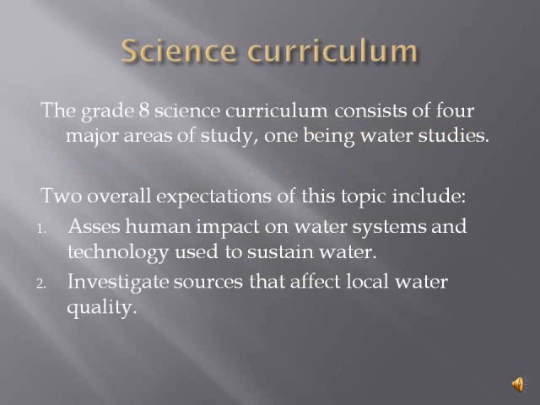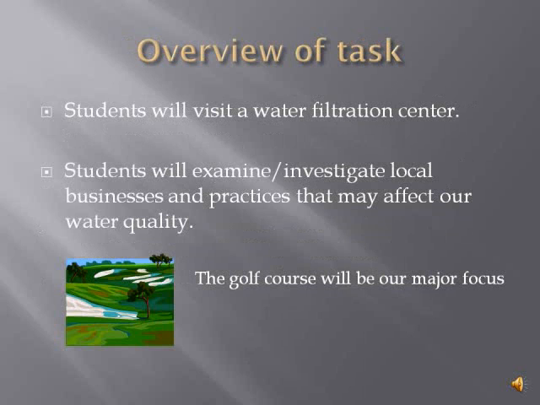The graded science curriculum consists of 4 major areas of study, one of them being the water studies unit. There are 3 major goals of it, and these are 2 that will be addressed during this unit. We're supposed to assess human impact on water systems and the technology used to sustain that water, and we're going to investigate sources that affect local water quality.